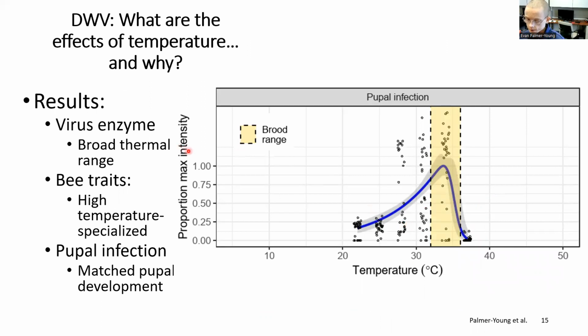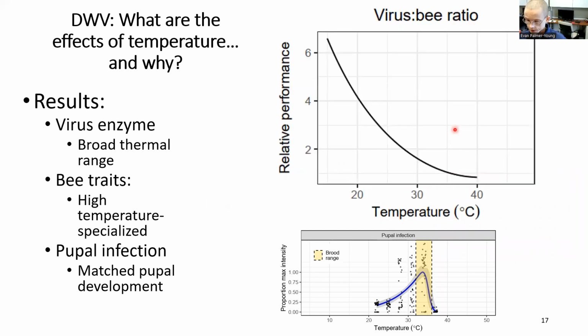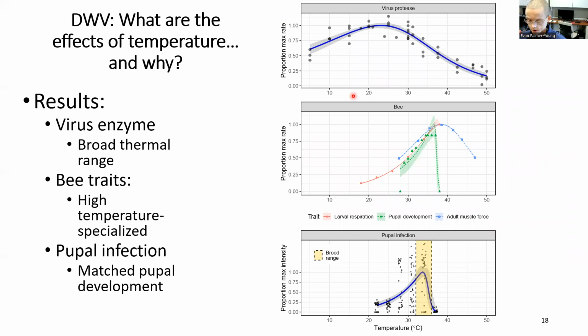However, the temperature dependence of virus infection in bee pupae was almost identical to that of pupal development, increasing by around 6-fold up to 34 degrees, then falling sharply by 98% at pupae's upper thermal limit of 37 degrees. In other words, the success of the virus in bees appears to correlate directly with the performance of the host, rather than inversely as predicted based on the relative performance of parasites and hosts. Note that this trajectory is also quite different from that of the isolated virus enzyme, suggesting that infection is not driven by temperature-dependent changes in physiology of the virus itself.